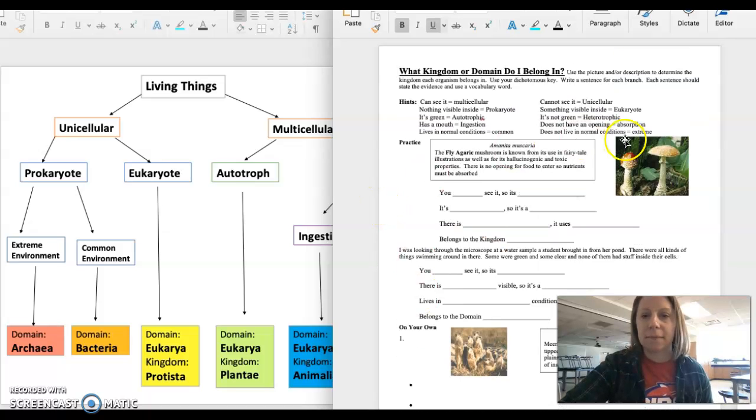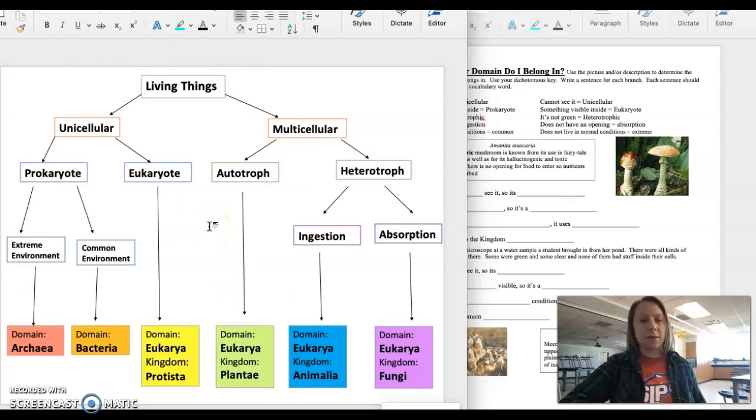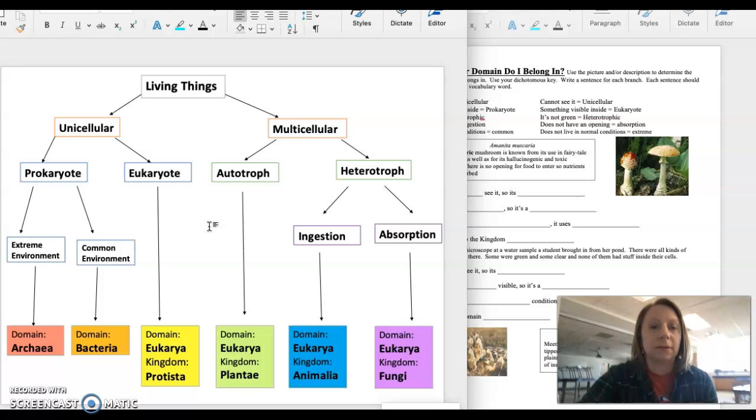But what we're going to look at is using a picture and or description, describe what kingdom the organism belongs in. So you're going to use your dichotomous key. That's this thing right here. You are more than welcome, in fact, you are encouraged to use this on the test. The test is coming up next week, so be ready for that and have this dichotomous key ready to go. And let's go from there.